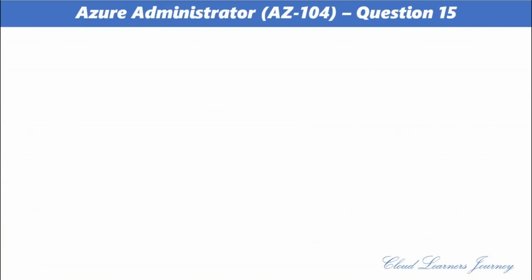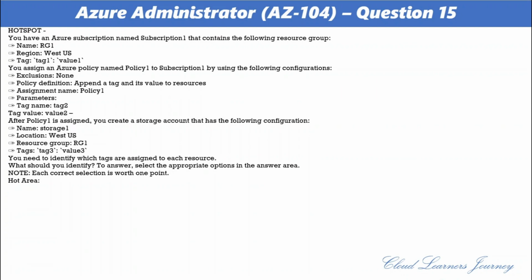Next, question number 15. You have an Azure subscription named Subscription1 that contains the following resource group. Name RG1, region West US, tag1, value1. You assign an Azure policy named Policy1 to Subscription1 by using the following configurations. Exclusions, none. Policy definition, append a tag and its value to resources. Assignment name, Policy1. Parameters, none. Tag name, tag2. Tag value, value2.